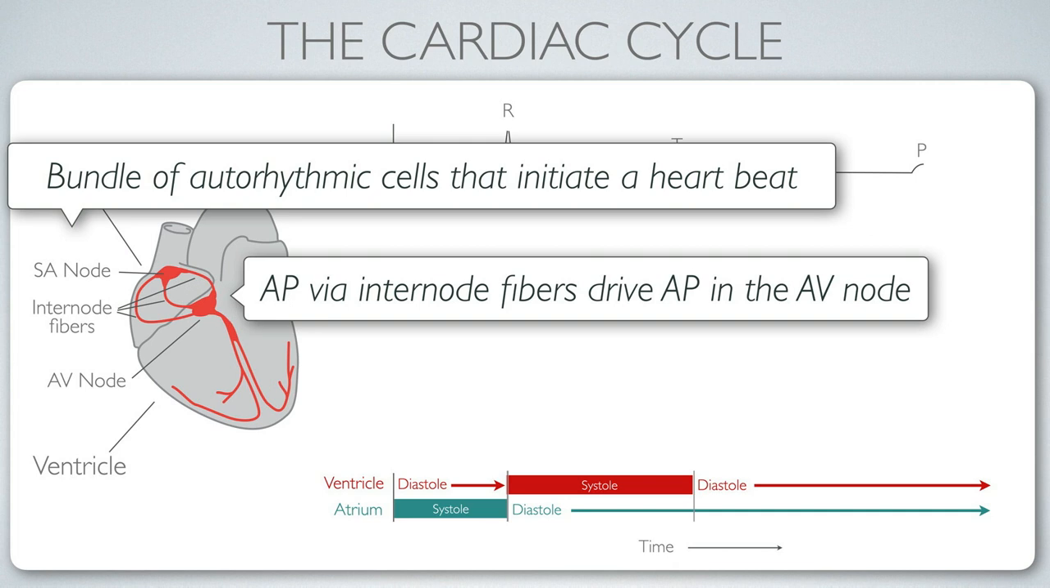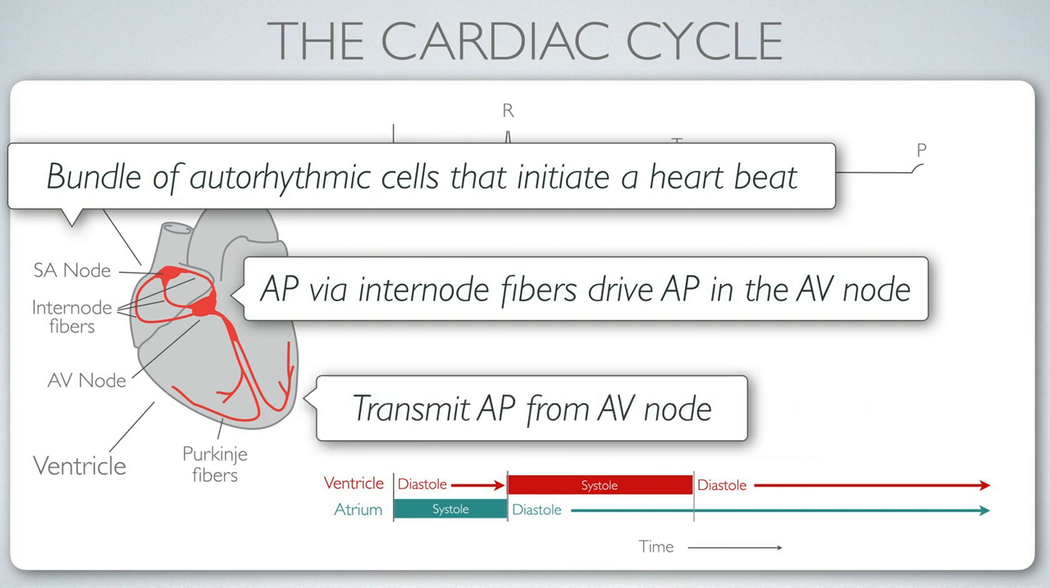Now the AV node then transmits action potentials to the ventricular musculature. And that occurs via a variety of fibers, but the ones I'm going to highlight are called Purkinje fibers. So imagine an action potential traveling towards this end of the heart. This is called the apex of the heart. And then you have a wave of depolarization that propagates back upwards. So those fibers allow for the transmission of action potentials from the AV node through the ventricular musculature.